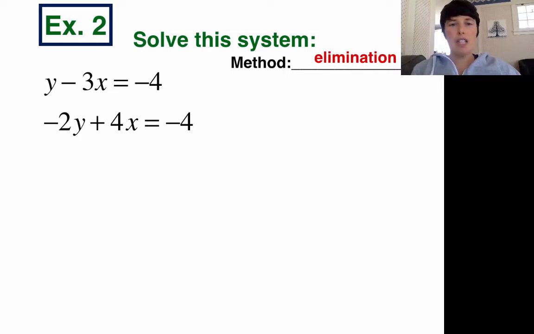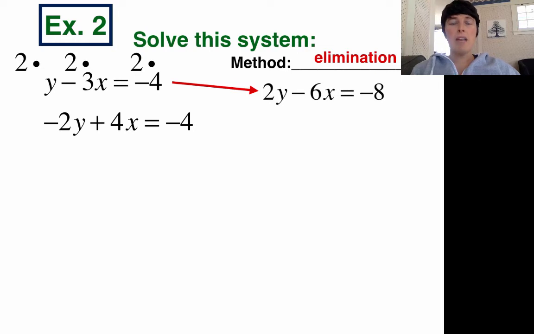So here's my strategy. I'm going to take that top equation and I'm going to times everything by 2. I'm going to do 2 times y, 2 times 3x, 2 times negative 4. And I'm going to draw a little arrow and I'm going to rewrite the problem. The new equation is going to be 2 times y, so 2y, minus 2 times 3, so 6x, and 2 times negative 4 is negative 8. The second equation, I'm not going to change. I'm going to keep it the exact same. Negative 2y plus 4x equals negative 4.